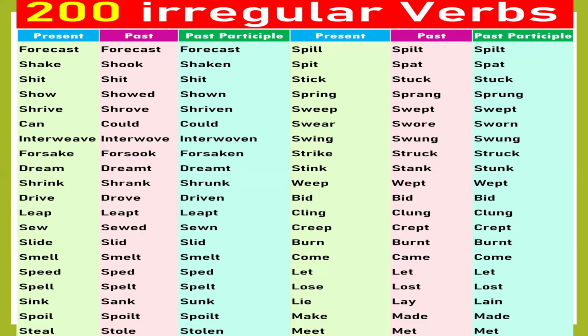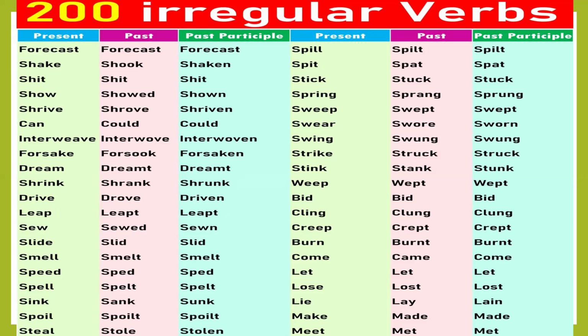Bit, cling, clung, creep, crept, burnt, come, come, let. Here V1, V2, V3 are equal. Lose, lost, lie, meet, met. Slide: V1 form is slide, slide, and then it becomes slide. Smell, speed, spilled, sink, sank, sunk, spoil, spoiled, steal, stolen.